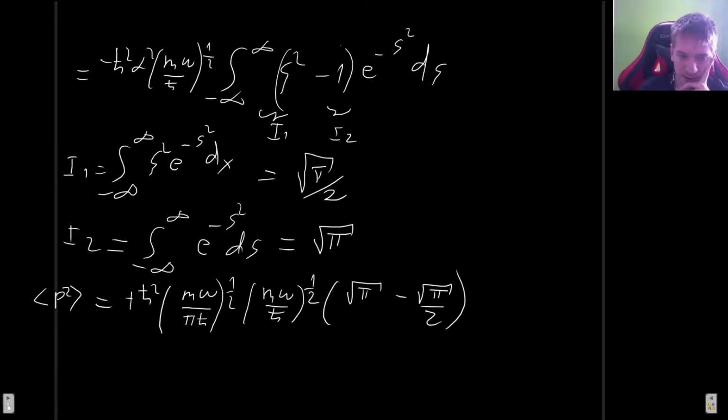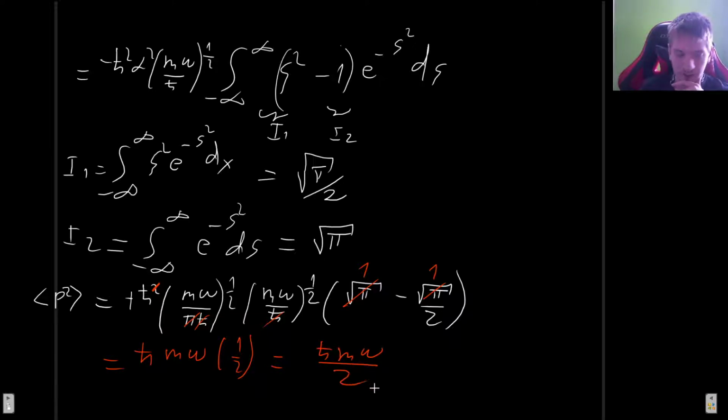So let's see, what do we get here? Many things will cancel out. So this square root of pi will cancel out these two square roots. So this turns into 1 and this turns into minus 1/2. Then we have h bar times h bar in the square root, so it will turn into a regular h bar, which will cancel out the exponent here. And so what we get is just h bar m omega times 1/2. So basically just h bar m omega divided by 2. Okay, so that's what we are going to get from this.